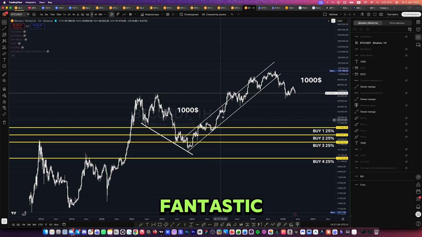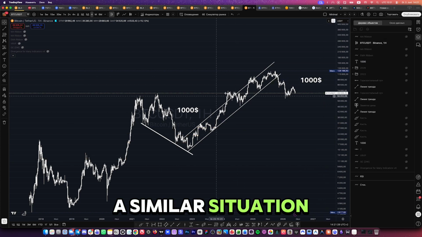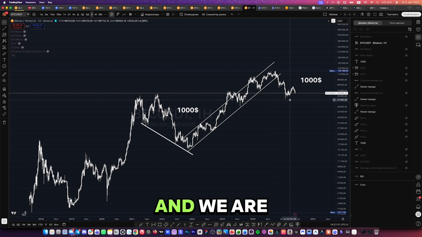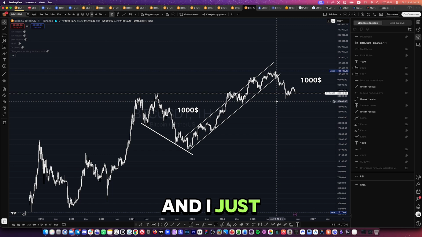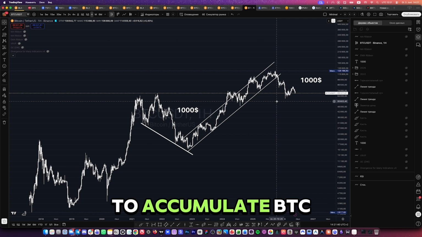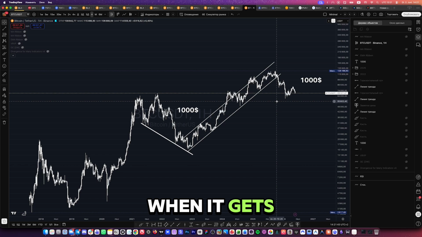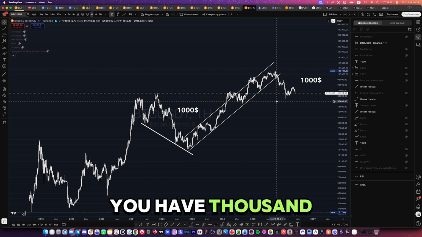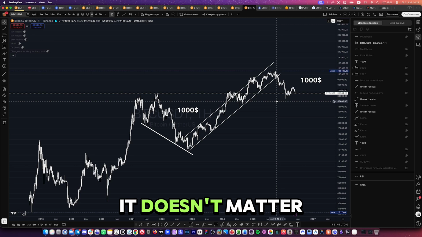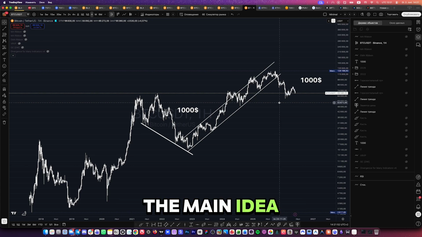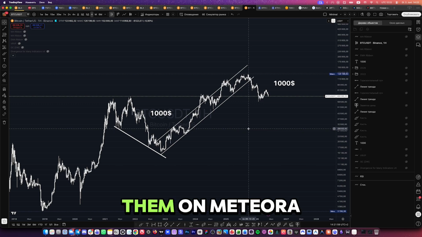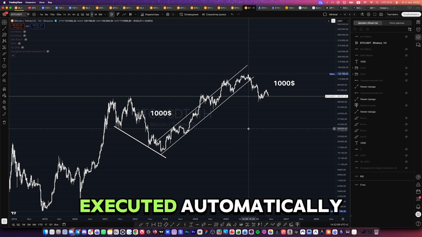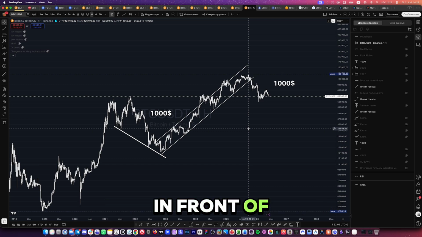It played out fantastic. Now we have a similar situation where we broke the uptrend and we are probably in the middle of the bear market, and I just assume and plan to accumulate BTC when it gets lower. So for example, you have $1,000 or $100, it doesn't matter. The main idea is to create 4 buying orders and then set them on Meteora as limit orders, so they get executed automatically without you sitting in front of the computer.